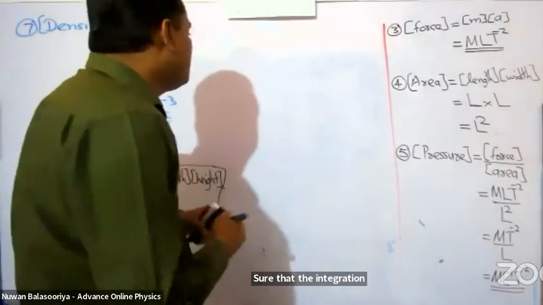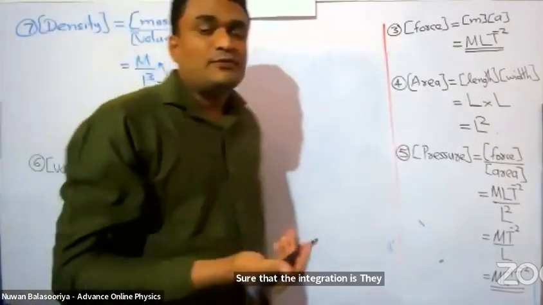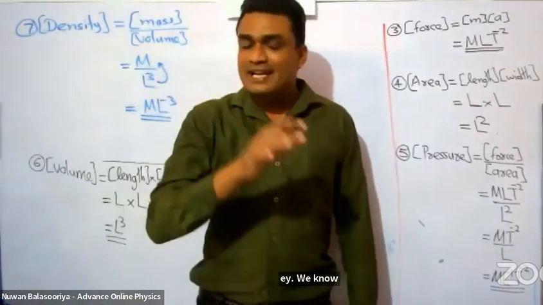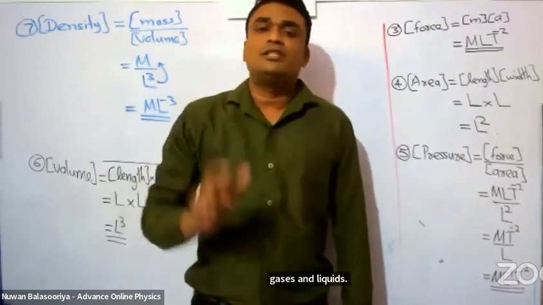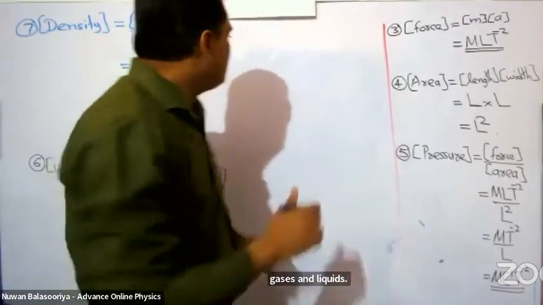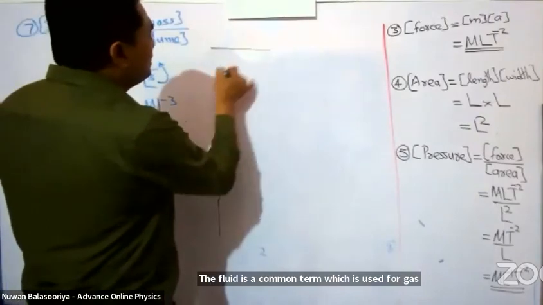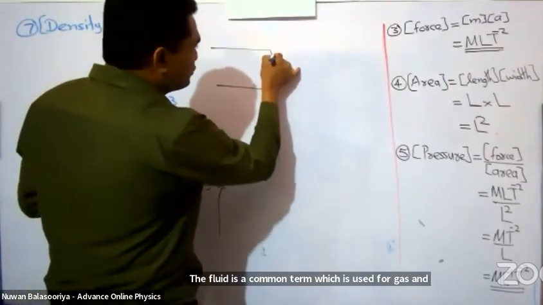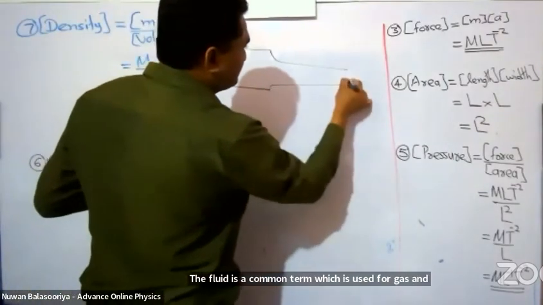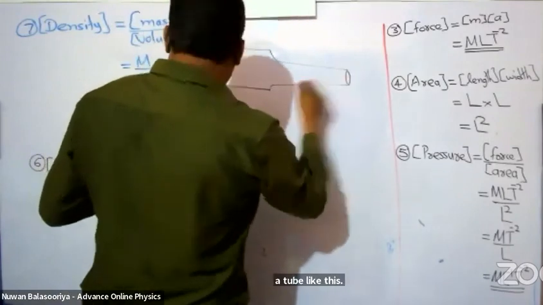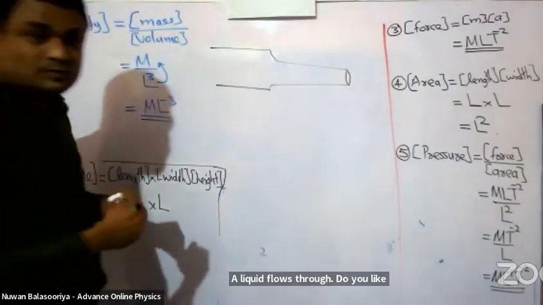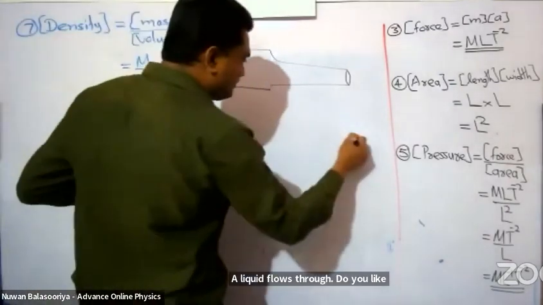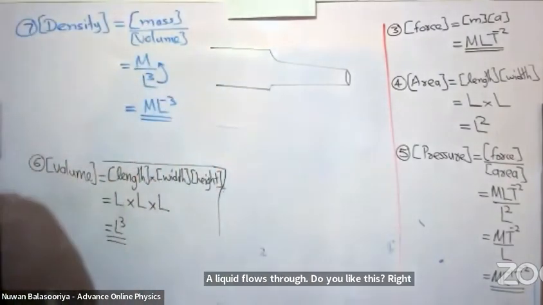Look at the board here. We know that a fluid is a common term which is used for gases and liquids. Let's think about a liquid which flows through a tube like this. A liquid flows through a tube like this, right? Look at the board.